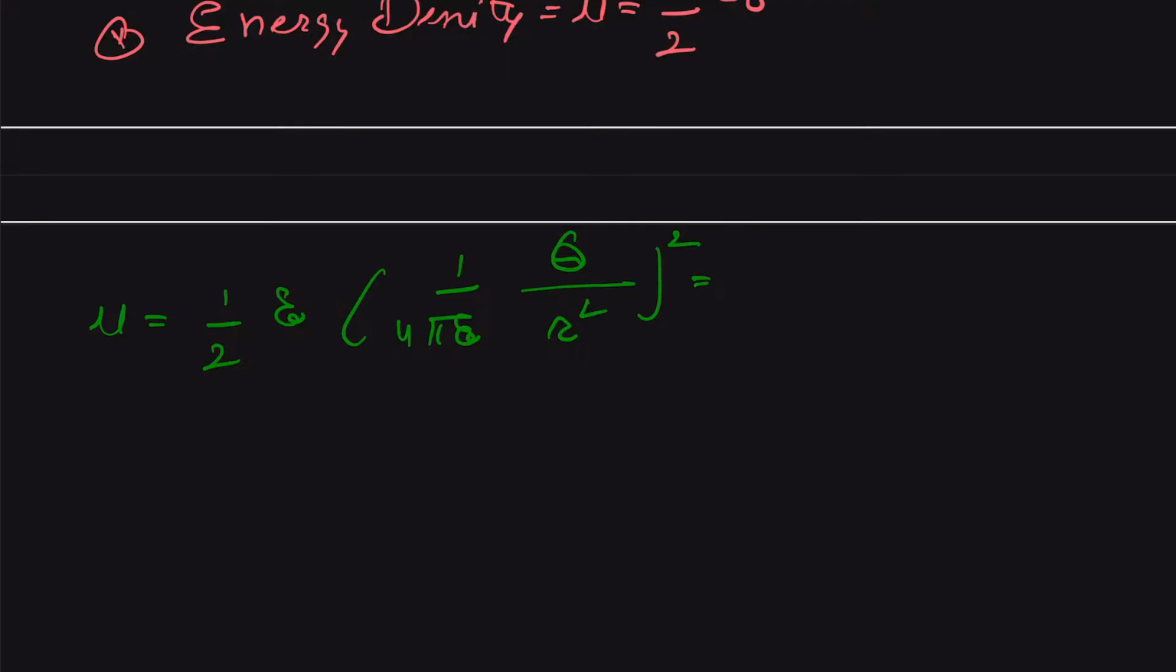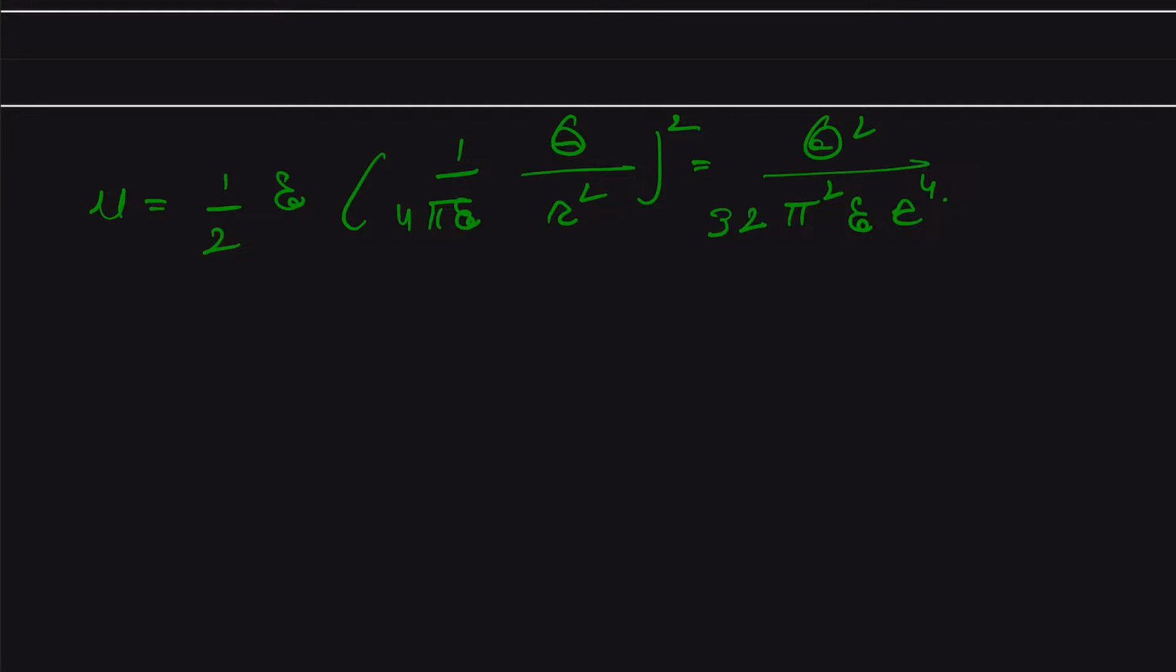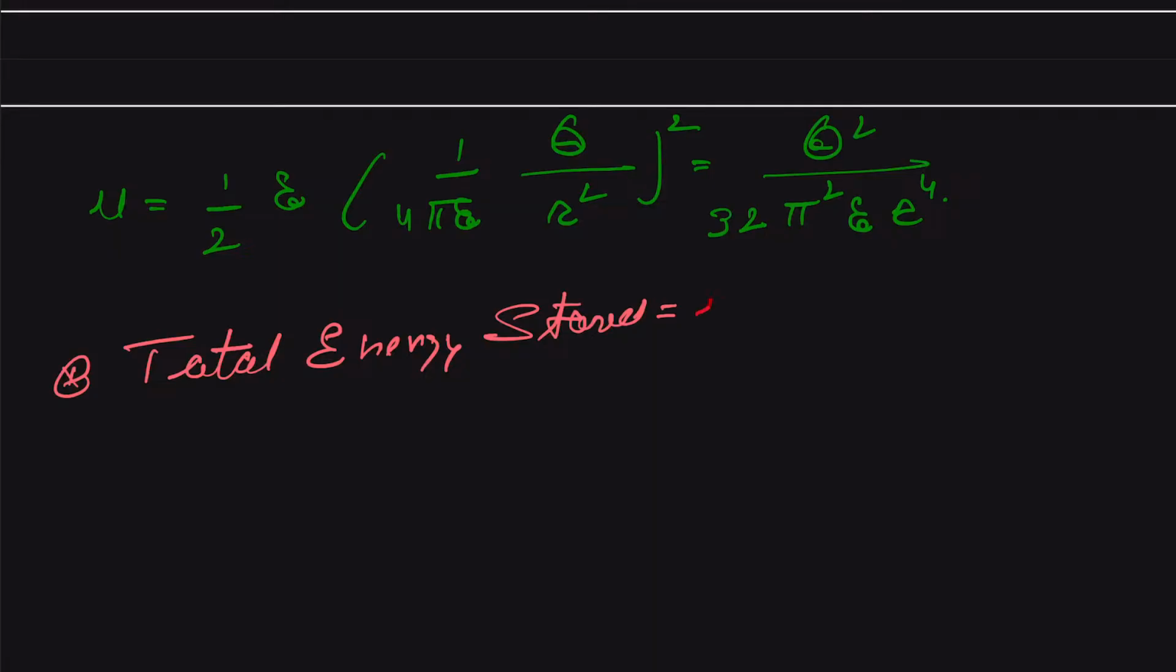So this will be equal to Q square over 32 pi square epsilon naught R4. So it means the total energy stored, which is suppose our capital U, will be equal to the integral of small u with respect to the volume.